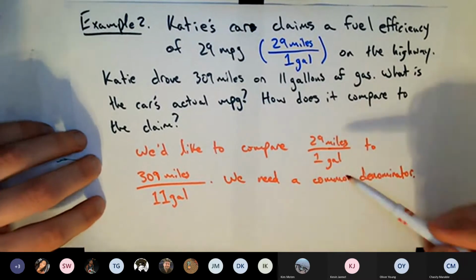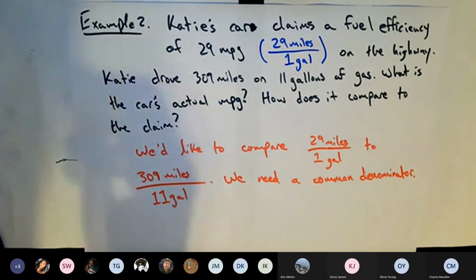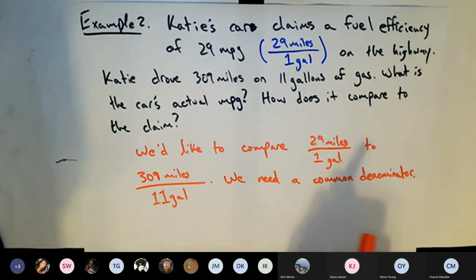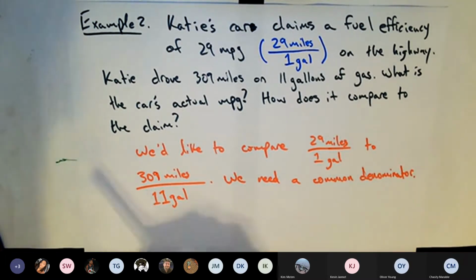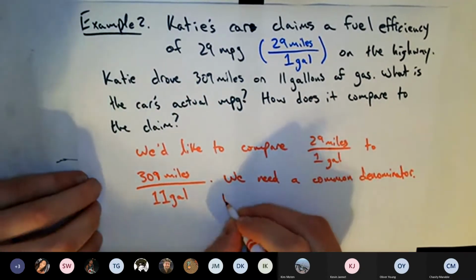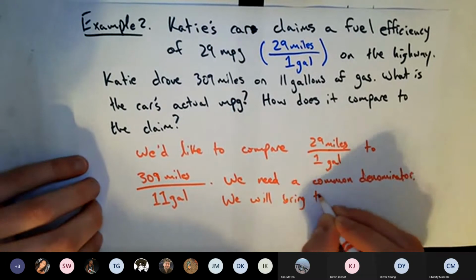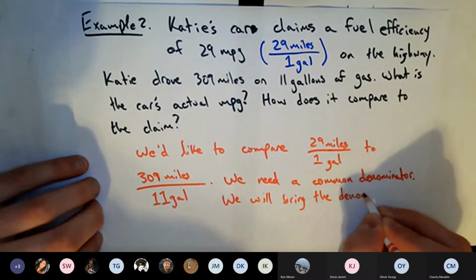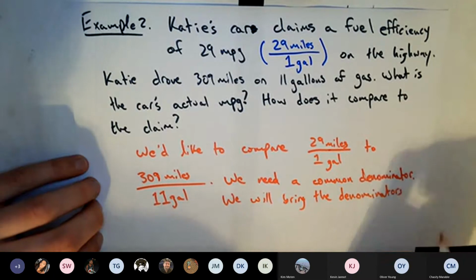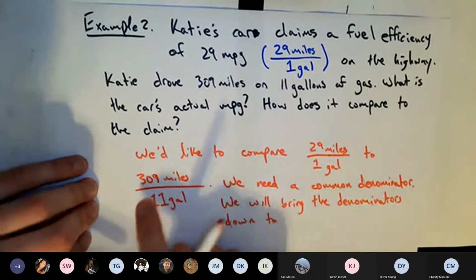So normally we would probably take this one and bring it up to match with the 11 down there. But when we're dealing with rates, we're going to find that often it is very useful to always bring the denominators down to 1. So for our purposes, we will bring the denominators down to 1. Now, of course, one of them already has that, so it's really just about working with this one.